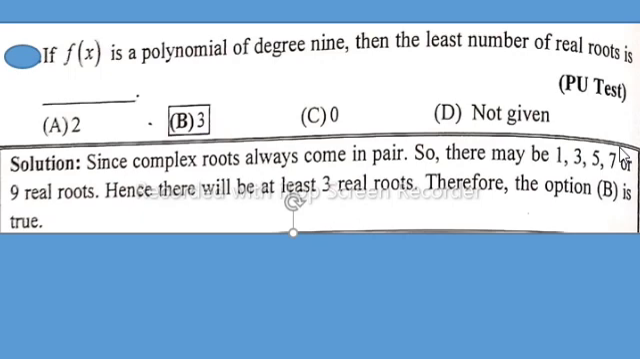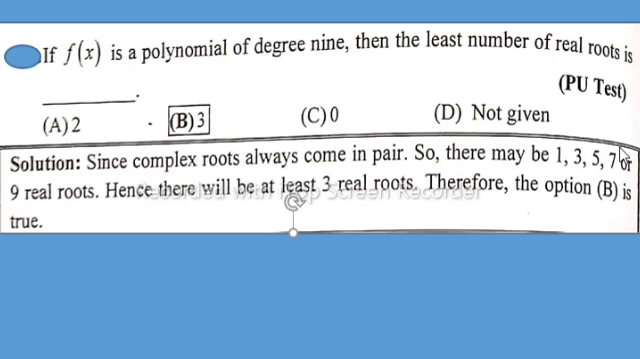In this lecture, I will solve a past paper for the Punjab University test MCQs. That is, if f(x) is a polynomial of degree 9, then the least number of real roots is 3.